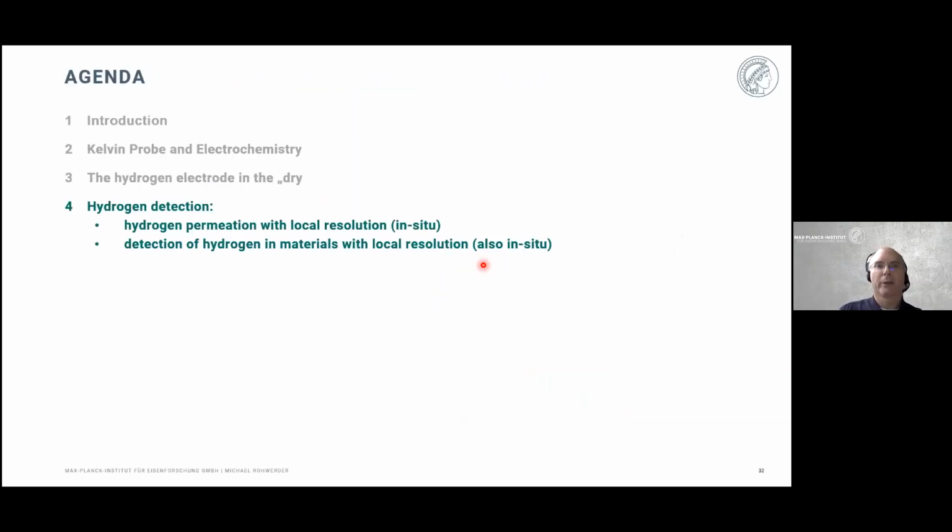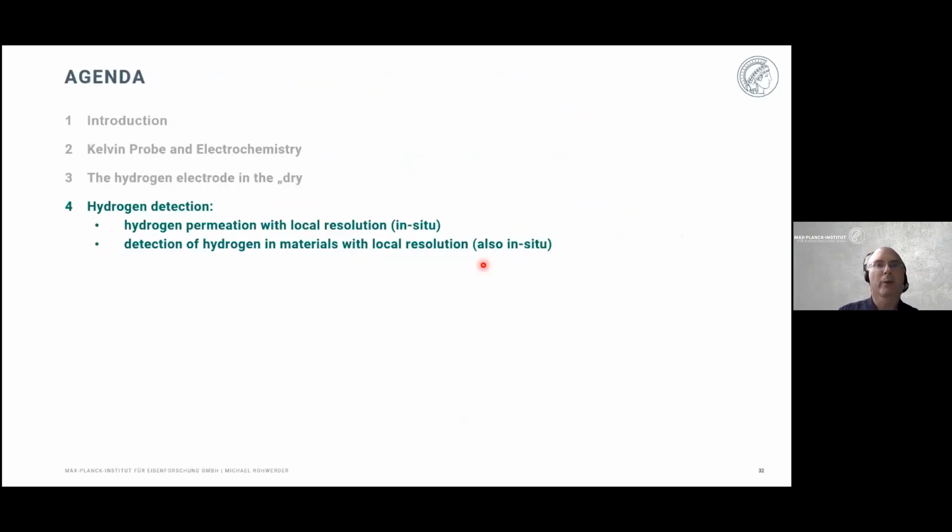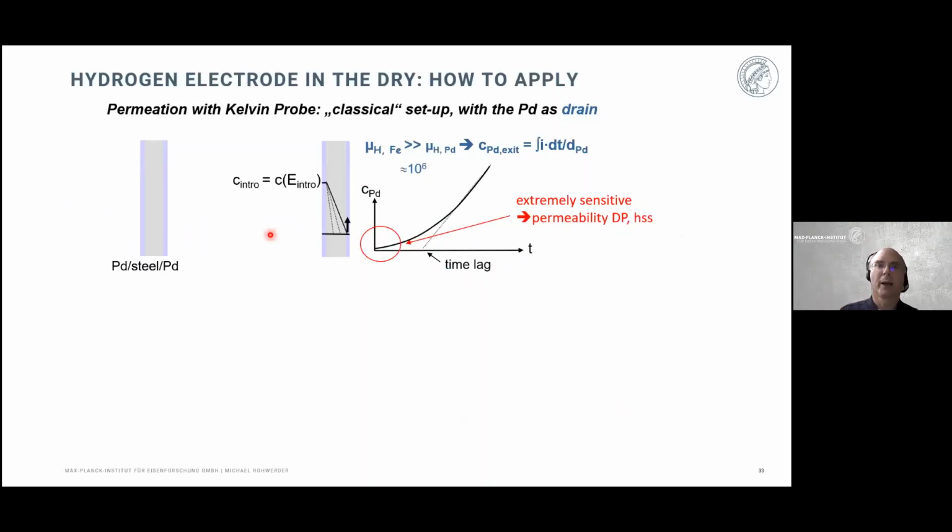But with this quantification now, with calibration between concentration and potential, we can make use of quantified measurement of hydrogen in materials. So for hydrogen detection and also for permeation measurements in situ with high resolution and high sensitivity. So permeation measurements are the same as I've just explained to you. They're the same thing now. The palladium layer here is now the detection layer.